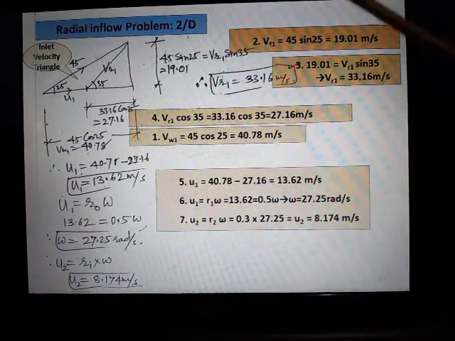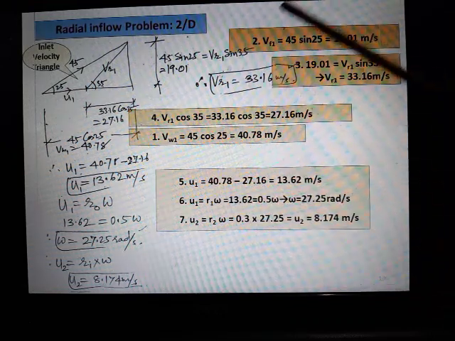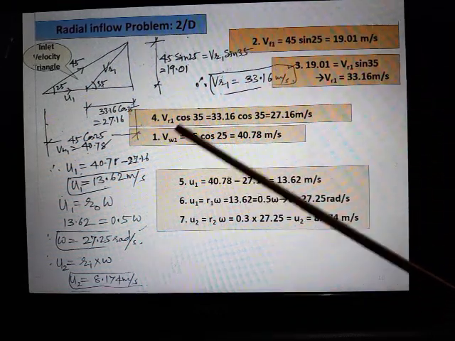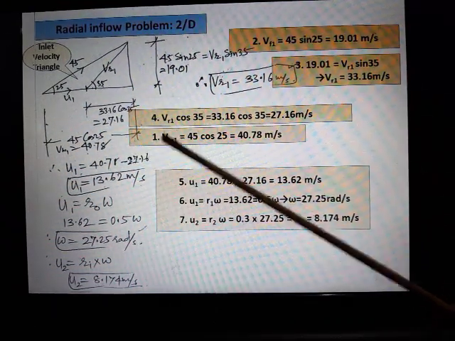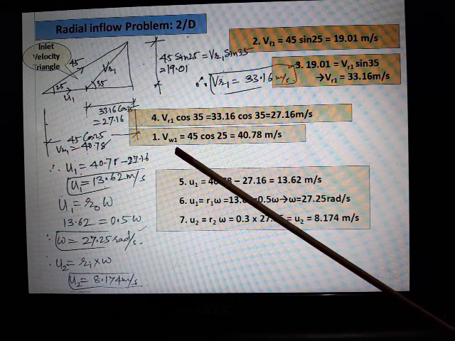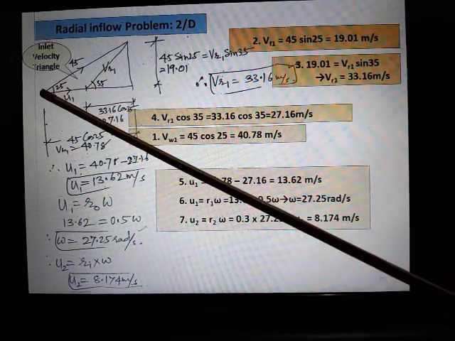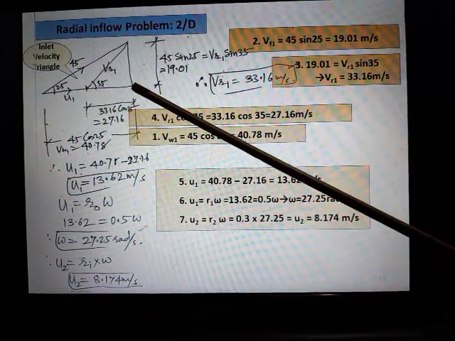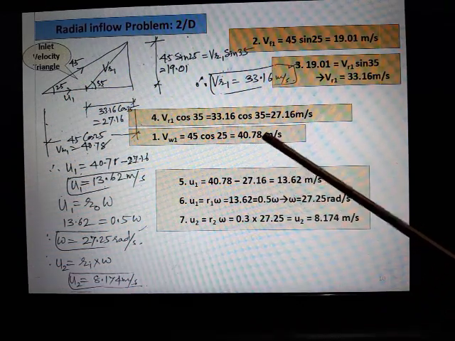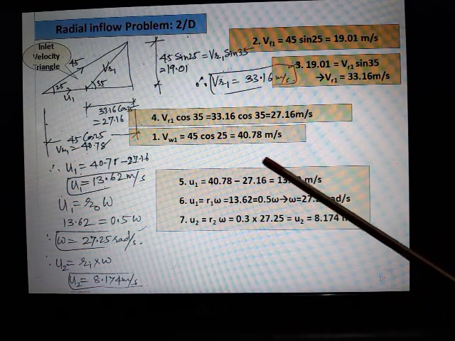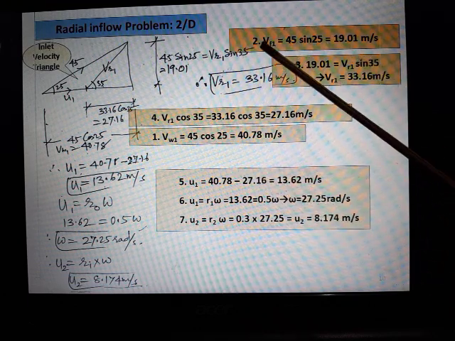So here I have analyzed the inlet velocity triangle. These calculations are numbered 1, 2, 3. That is the order in which you can analyze. So first step is VW1. What is VW1? It is this total horizontal distance, that is component of V in the direction of U. So VW1 becomes 45 cos 25, that is 40.78. This is calculated.